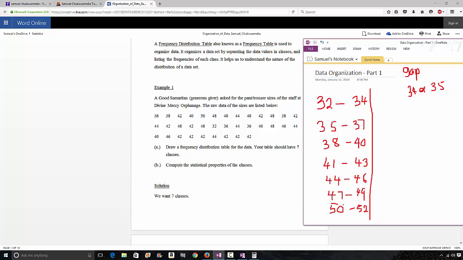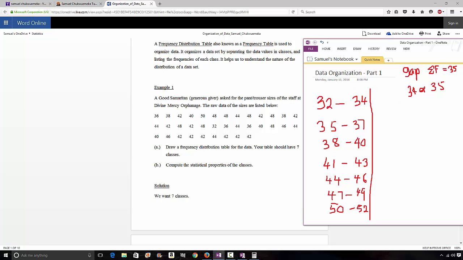After you have done this, the next thing you do is to list your frequencies. You see we have a data size of 35. How do I know it's 35? You can count this: 1, 2, 3, 4, 5, 6, 7, 8, 9, 10, 11, 12, 13. 13 times 2 is 26, then 27, 28, 29, 30, 31, 32, 33, 34, 35. So you want to make sure you count it. It's very important. Sigma of the frequency, sigma F, is 35.